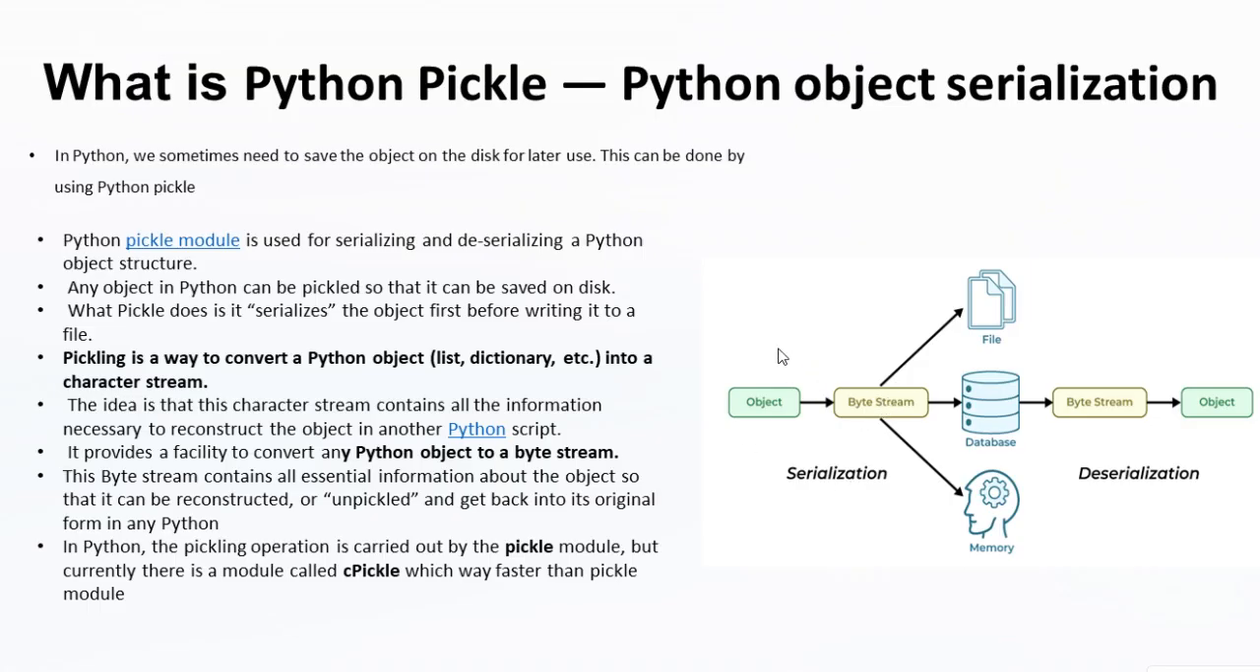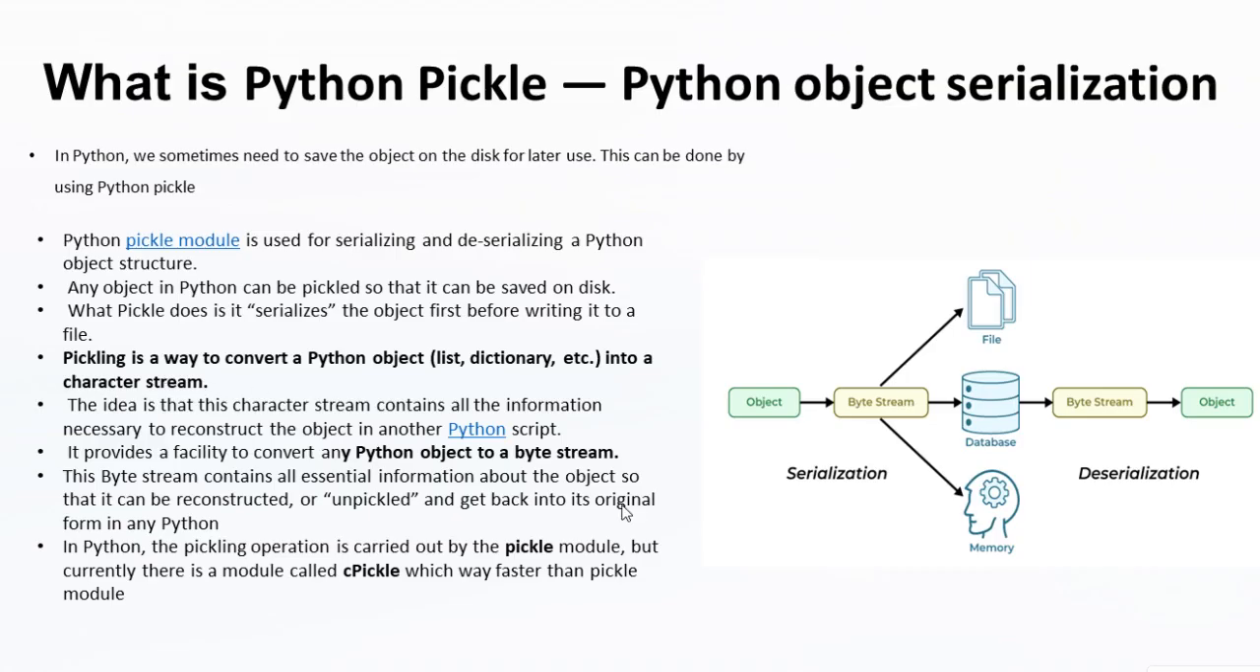Suppose, look at this diagram. Suppose I have a Python object which is saved on a disk. Now what the serialization process, or the pickle, does is it serializes this object before it is written onto a file. So you are going to serialize this object before you are writing onto a file. That serialization is done by the concept of pickle.